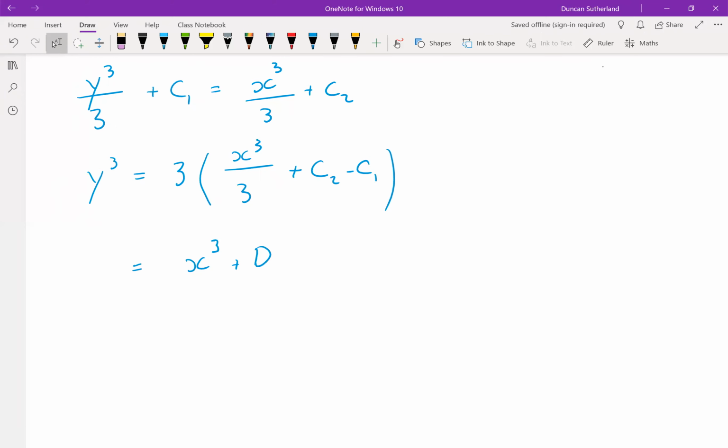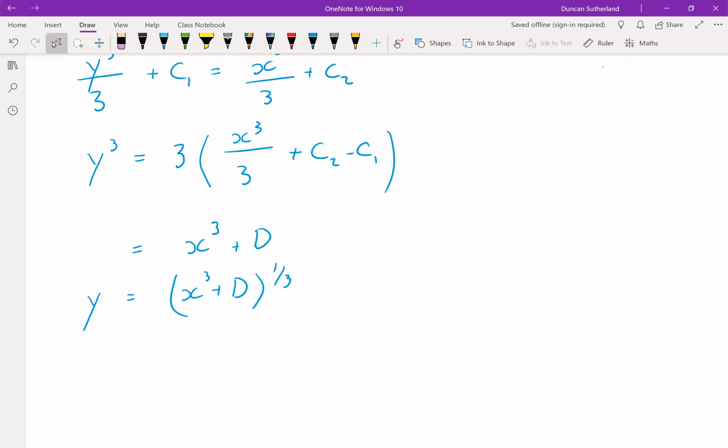Now, we can go one step further. We just have to be careful with taking this cube root. All right, so that's what we call the general solution to this problem, because it still involves this constant of integration.